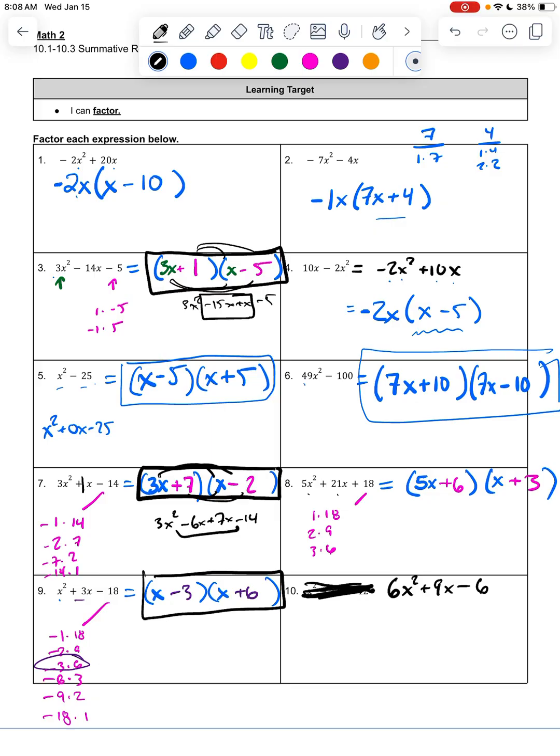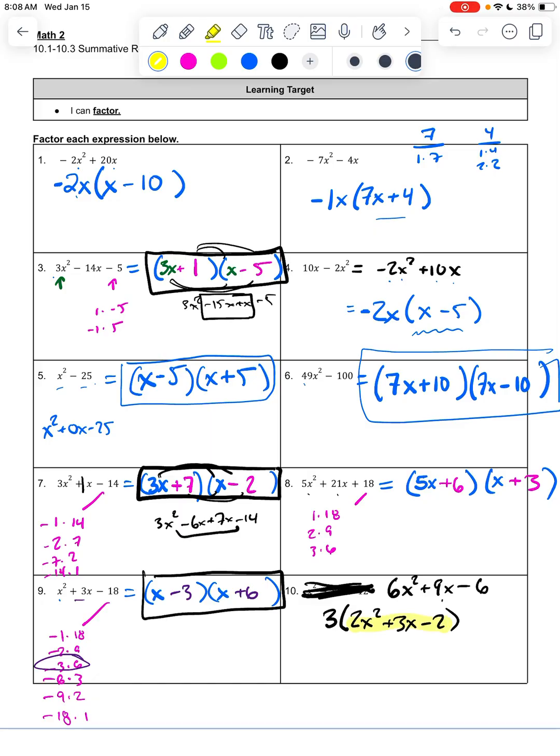Does this have a GCF? Yes. Every single one of these terms is divisible by 3. So let's factor out a 3 first. If I pull out a 3, 6 divided by 3 is 2, so 2x squared. 9x divided by 3 is 3x. Negative 6 divided by 3 is minus 2.